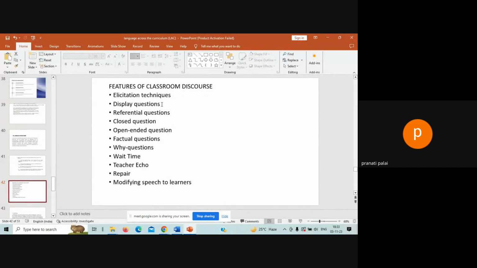So here the role of the teacher is to ask some question to the students, whose answer is already known to the teacher, and the teacher wants to elicit response or answer from the students. Next is your referential question. What is referential question?